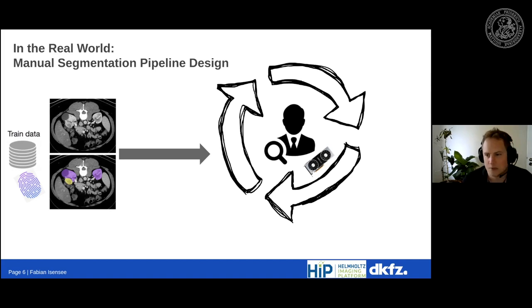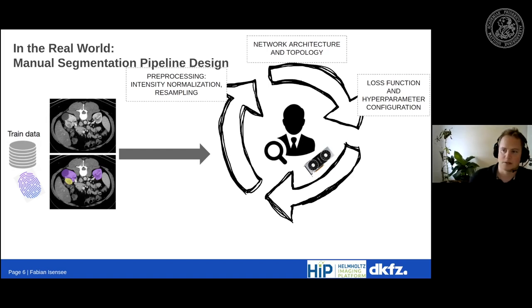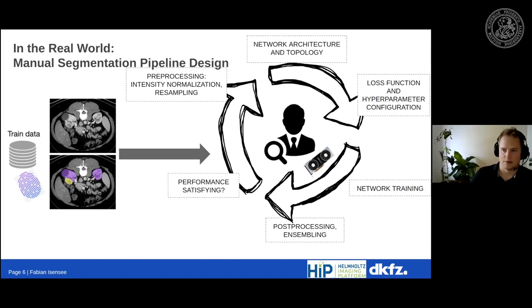And the way this works is that this person needs to think about all the different parts of the pipeline, for example, preprocessing, resampling, target spacing, what kind of network architecture they would like to use, what kind of network topology is appropriate. This goes together with lots of different hyperparameters, loss functions. Anything of this can be very specific for each data set. They need to come up with something that does the network training and all the hyperparameters associated with that, maybe some post-processing and ensembling.